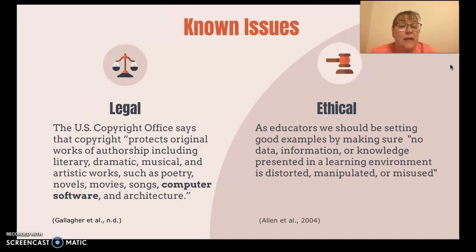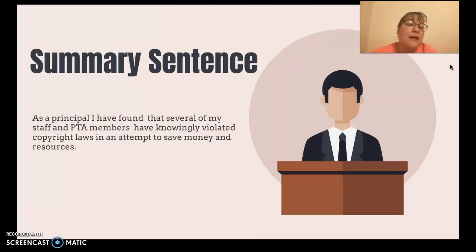The Copyright Office says that it protects all original work through many different avenues, but also computer software is under that umbrella. Also, the ethical issue is that we should be setting good examples. Even though it's the idea of doing something right, even though nobody else is around. Yes, the copyright police may not know about this, but it's still against the law, and we should be adhering to the law. So in one sentence, as a principal, I have found out that several of my staff and PTA members have knowingly violated copyright laws in an attempt to save money and resources.